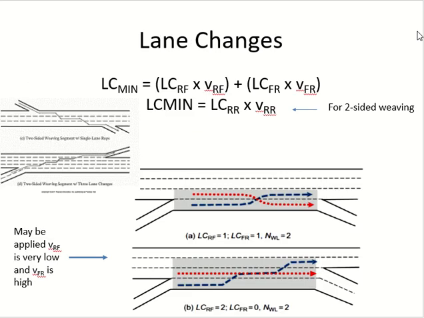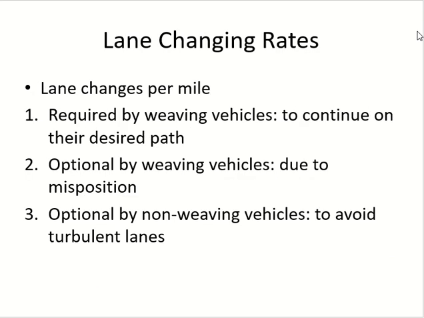So freeway to ramp, required. Ramp to freeway, required. Freeway to freeway, not required. Ramp to ramp, required. Clear? Total is total. These are the required lane changes.